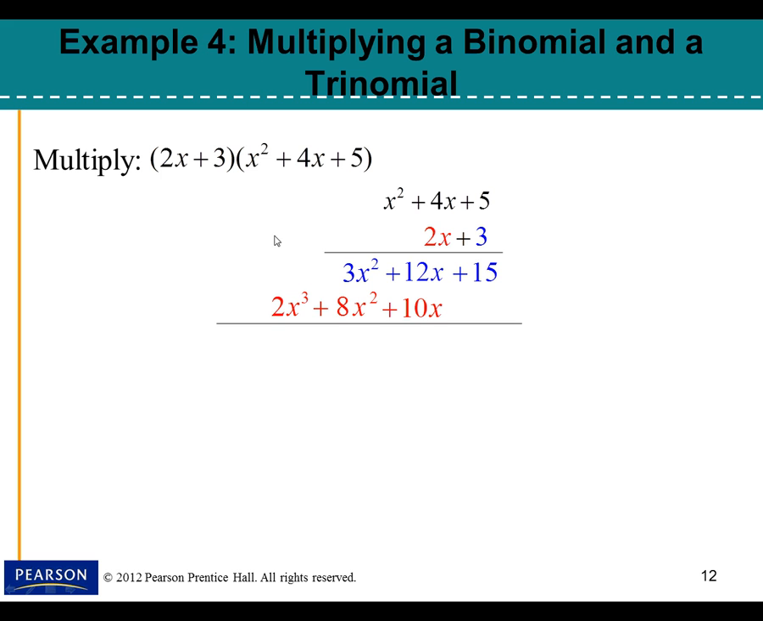So if you notice by doing this, we have our like terms lined up, and we just add. 15 plus nothing is 15. 12x plus 10x is 22x. 3x squared plus 8x squared is 11x squared, and there's nothing to add to the x cubed, so that's what we have.